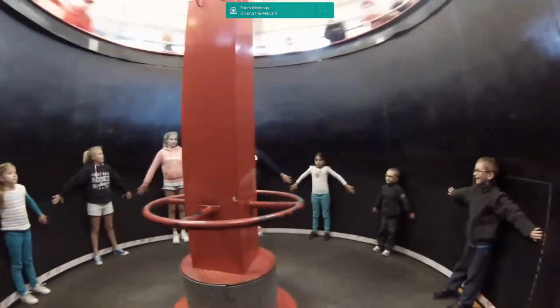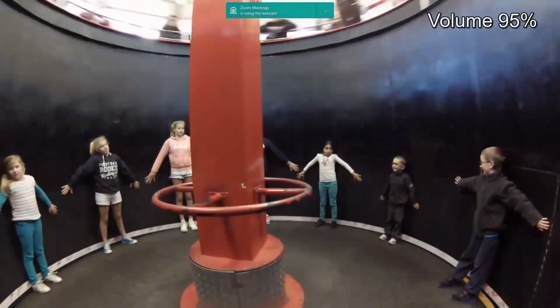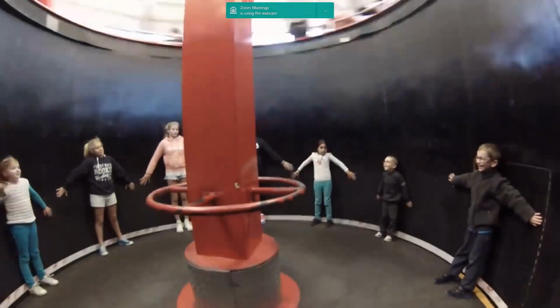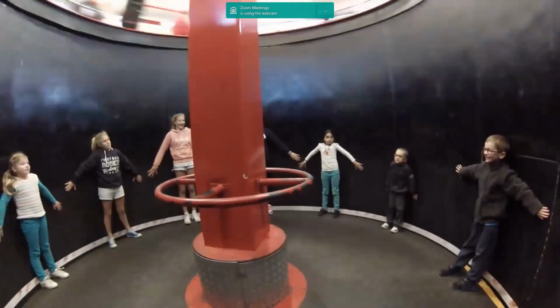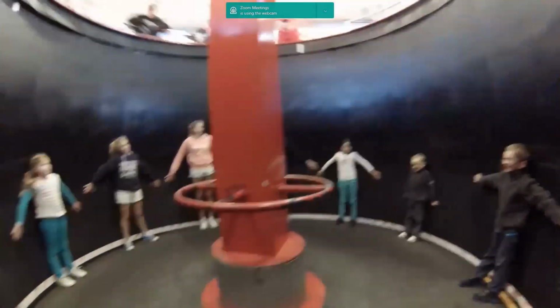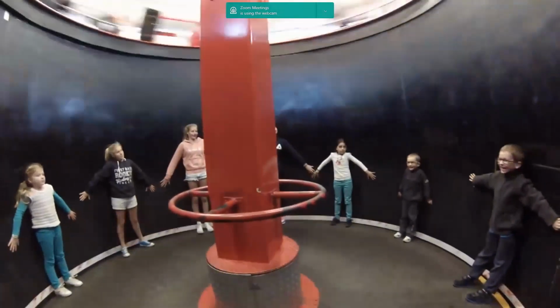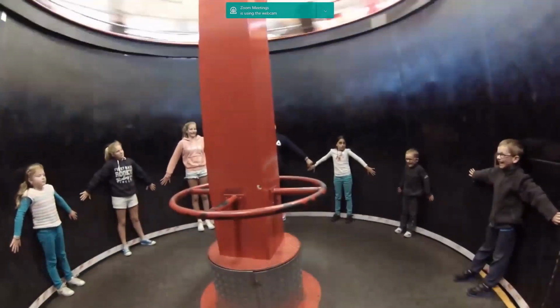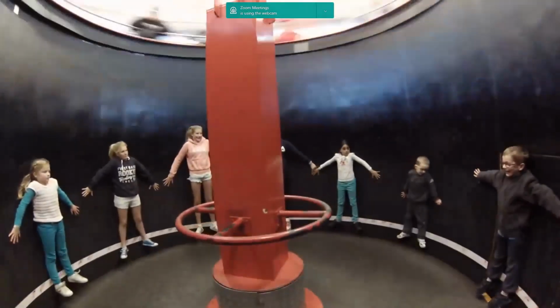Legs apart, keep people inside and rotate. Oh, Isaiah. Isaiah. Isaiah. You can see the floor goes down.